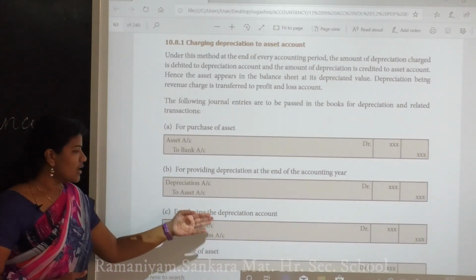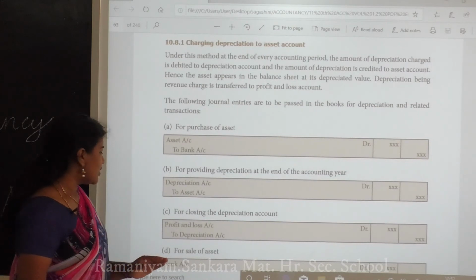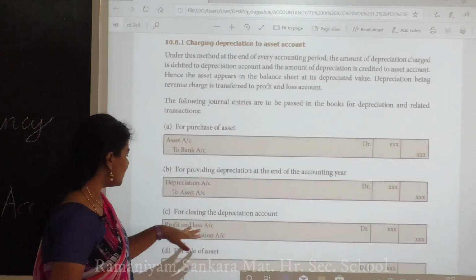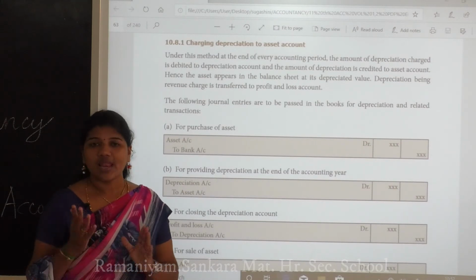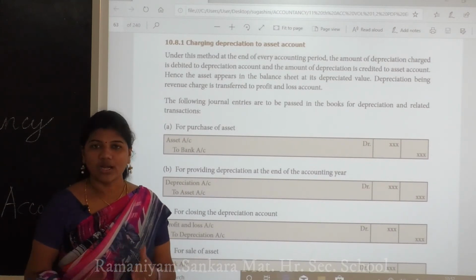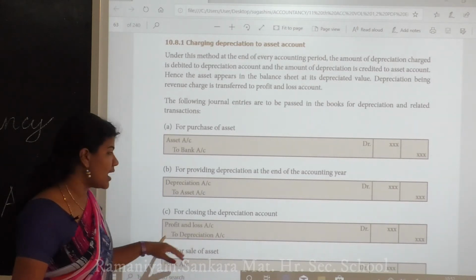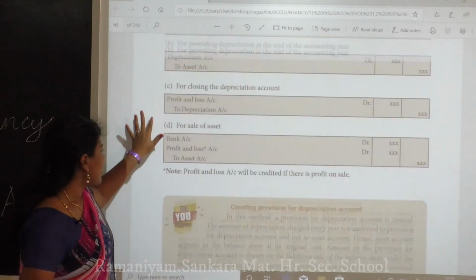Next is for closing the depreciation account. For closing the depreciation account, profit and loss account debit to depreciation account credit. Profit and loss you already know, like the trading account. So that is how we calculate the profit and loss. So the entry is profit and loss account debit to depreciation account credit.